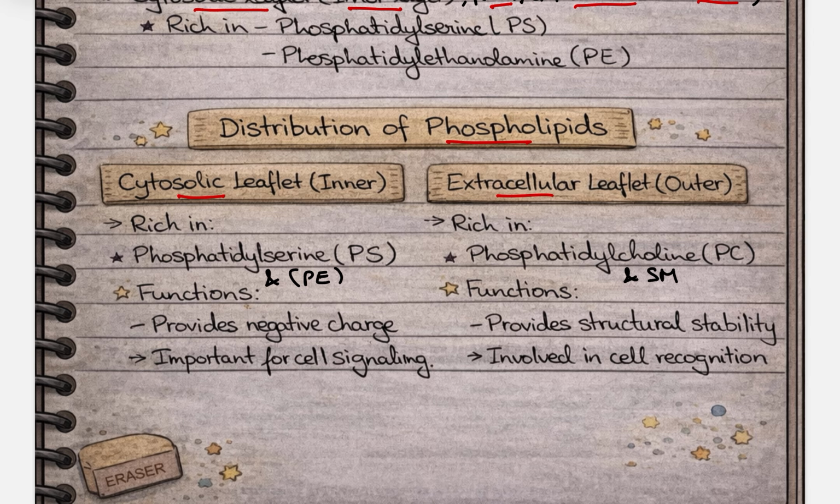The cytosolic leaflet is rich in phosphatidylserine and phosphatidylethanolamine, and its function is to provide negative charge and it is important for cell signaling. The extracellular leaflet is rich in phosphatidylcholine and sphingomyelin, and its function is to provide structural stability and it is also involved in cell recognition.